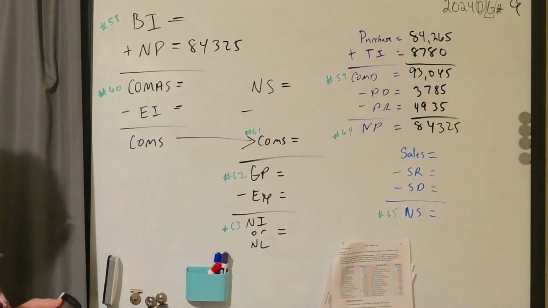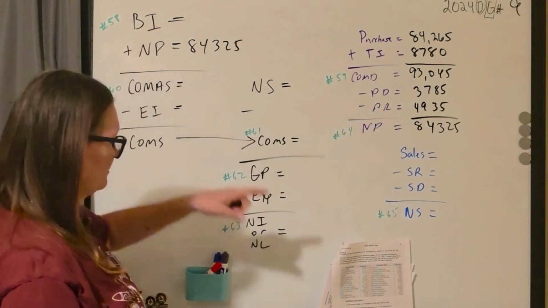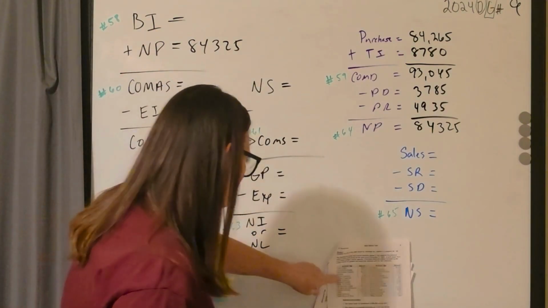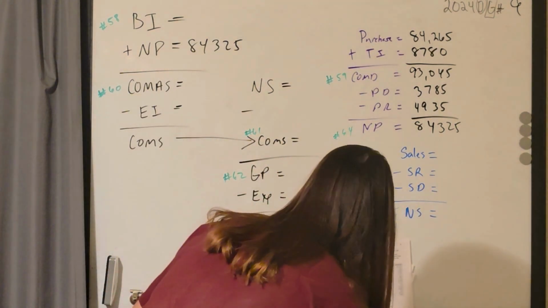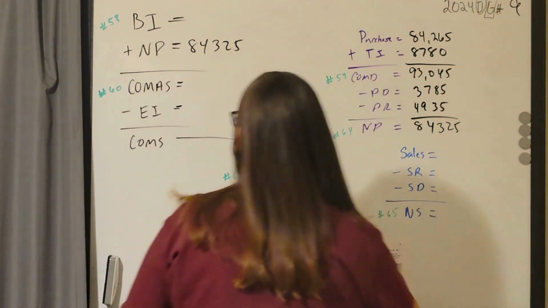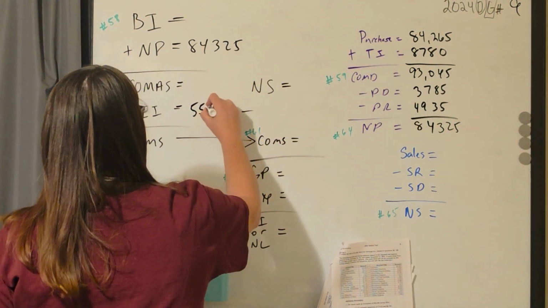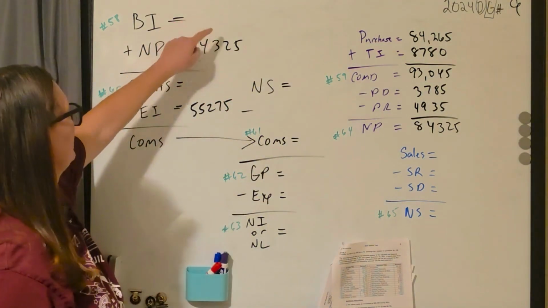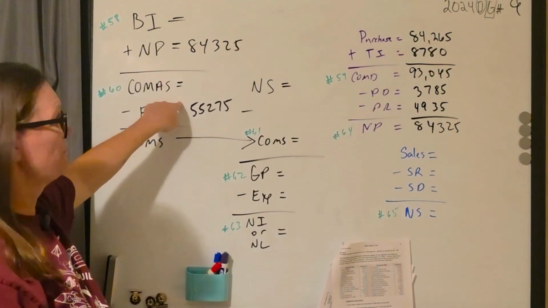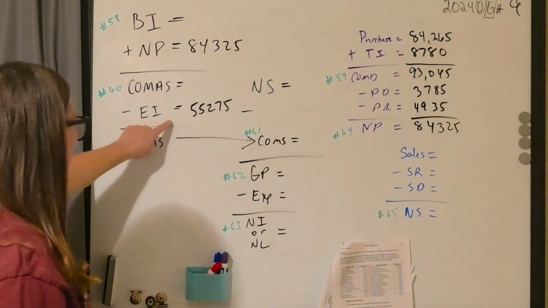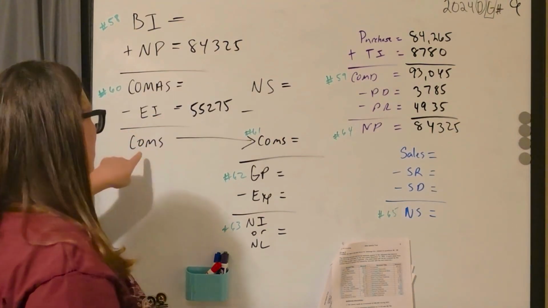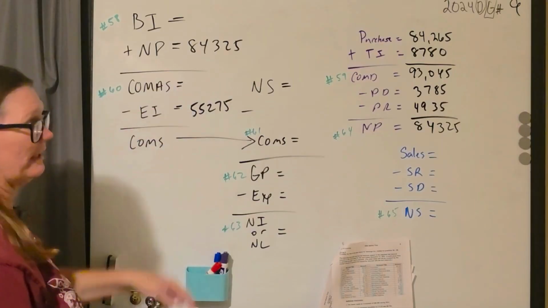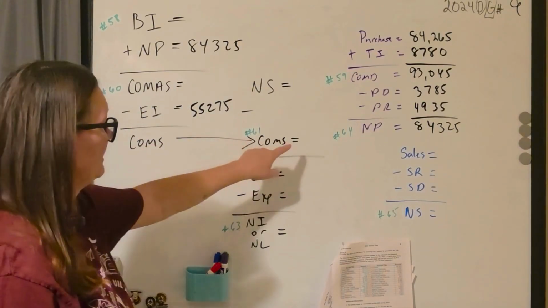Now, beginning inventory. We don't have beginning inventory, right? But we do have ending inventory, which is $55,275. I'm missing beginning inventory, so I can't do cost of merchandise available for sale, or minus ending inventory to get cost of merchandise sold. I can't do any of those. So I come over here.